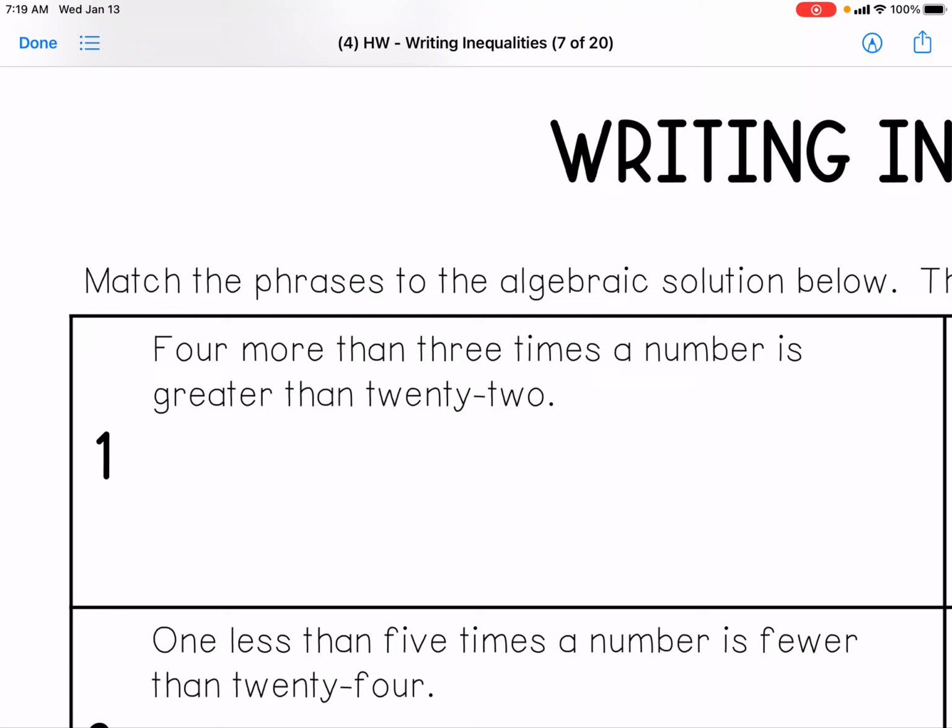Match the phrases to the algebraic solution below, then write the letter in the blank.